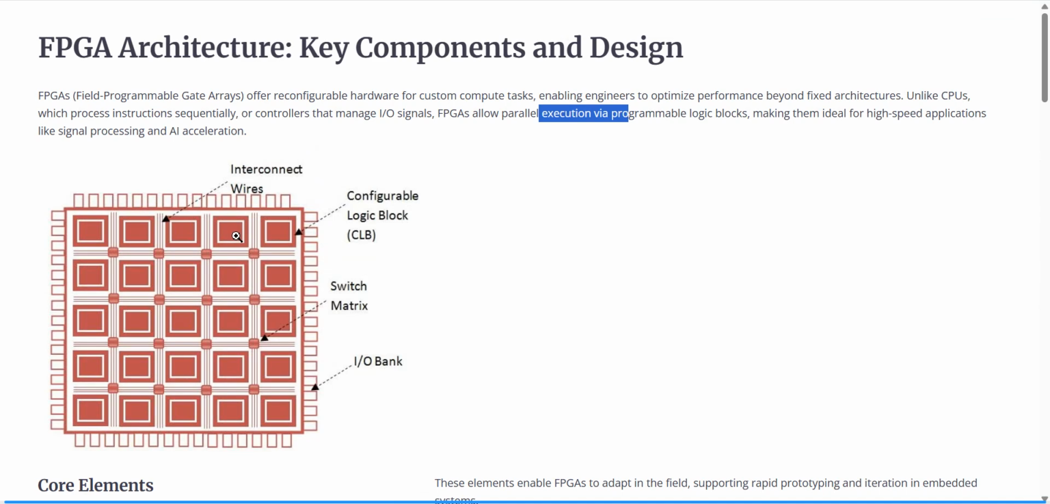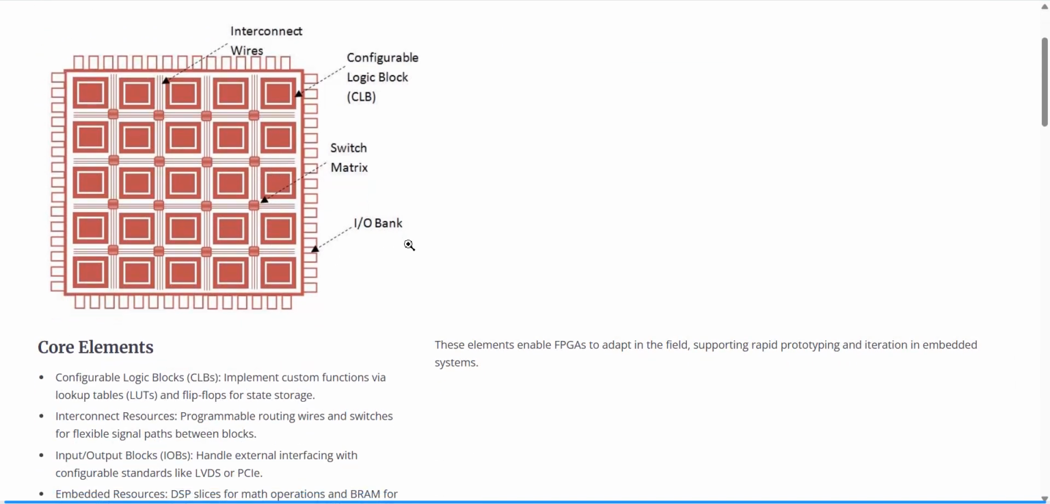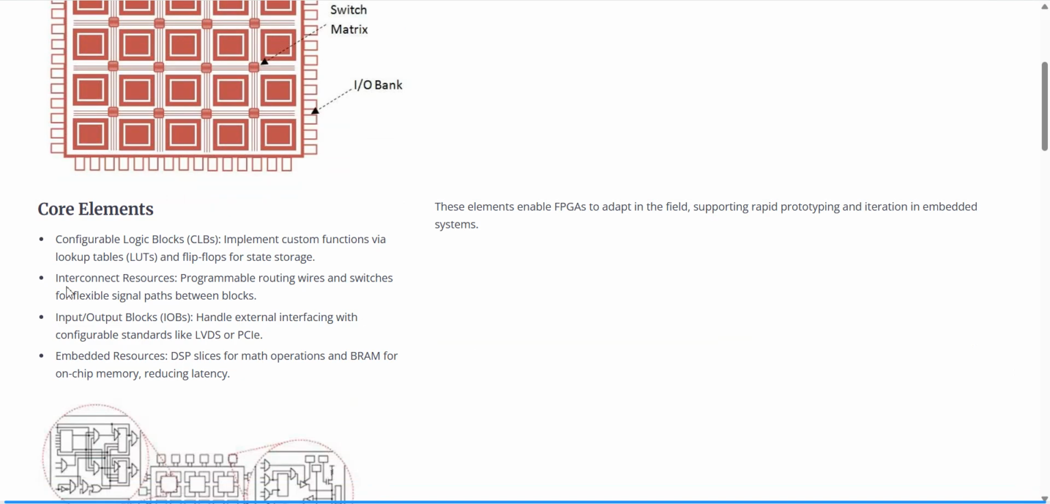One CLB will interconnect with the others using interconnect wires. It will be switched between them using the switching matrix. So it will interconnect the resources using programmable routing wires and switches for flexible paths between them. Input/output standards are LVCMOS and LVDS. They are handled at 3.3 volt, 2.5, 1.8, and 1.2 volt. It will work on all these voltages.